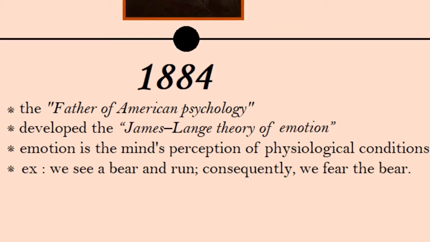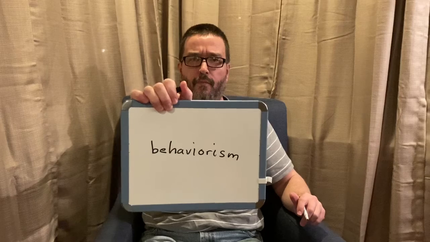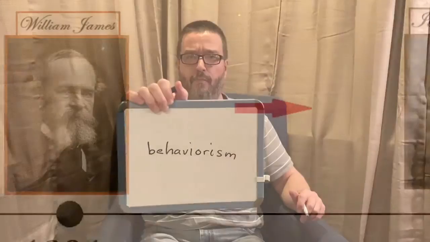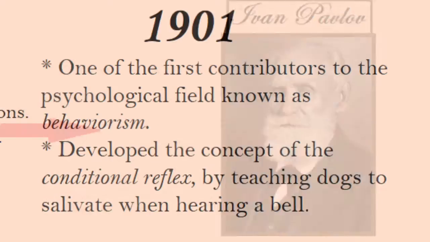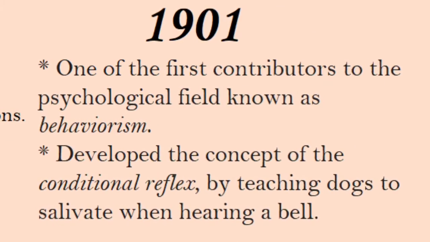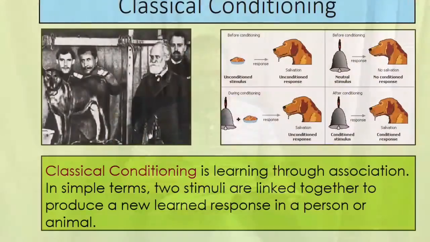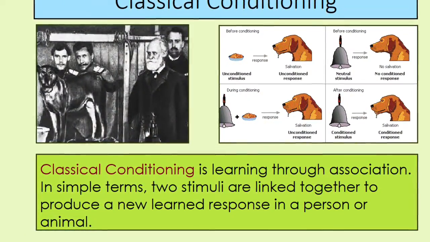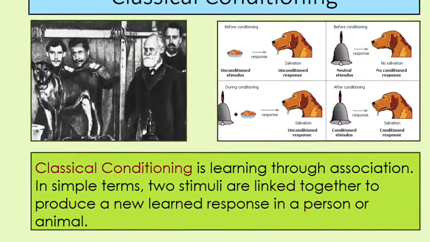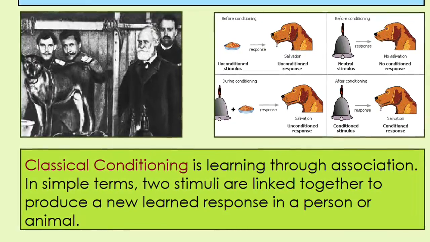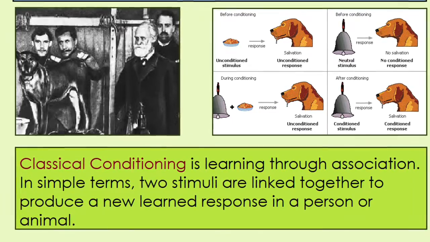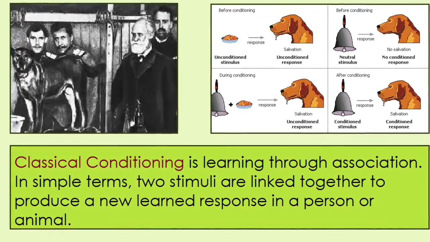One of the first contributors to the psychological field known as behaviorism was Ivan Pavlov in 1901. He developed the concept of the conditional reflex by teaching dogs to salivate when hearing a bell. Classical conditioning is learning through association. In simple terms, two stimuli are linked together to produce a new learned response in a person or an animal.